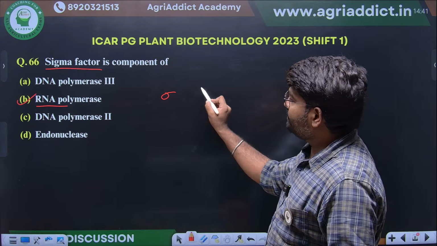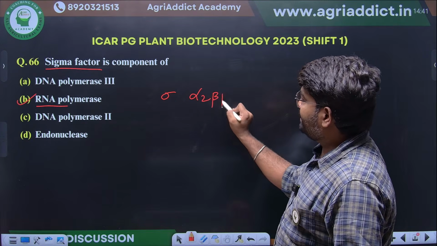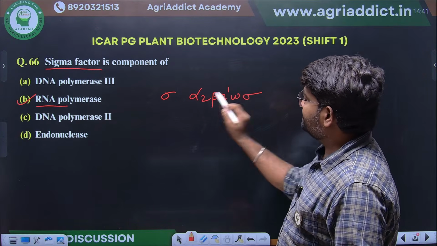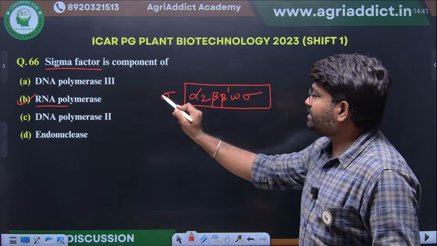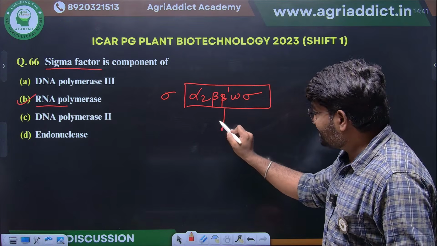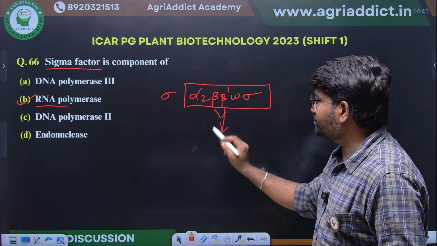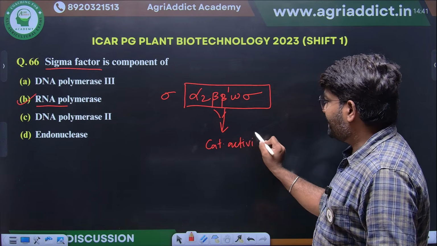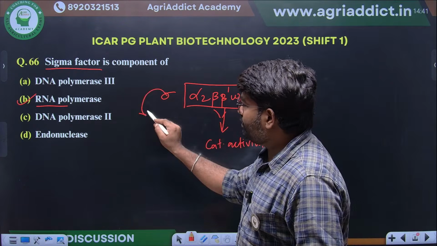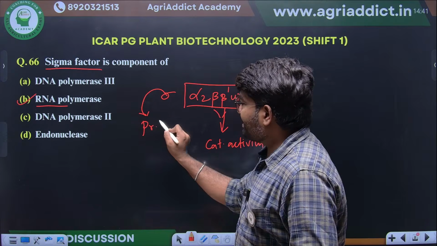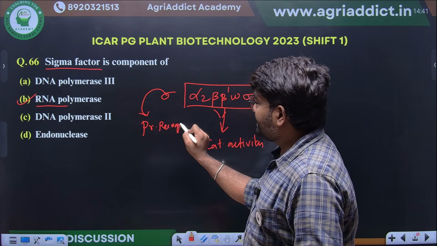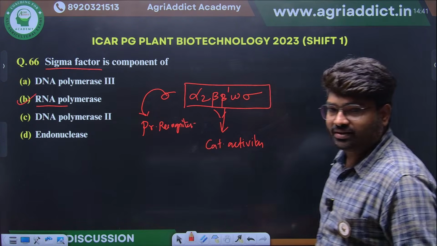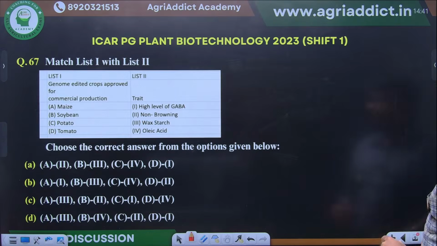Apart from that, we have alpha 2, beta, beta dash, omega and sigma. This is the entire set of components of RNA polymerase. This beta subunit has the catalytic activity. Okay. This sigma is involved in promoter recognition. Okay, promoter recognition. Clear? Yes.